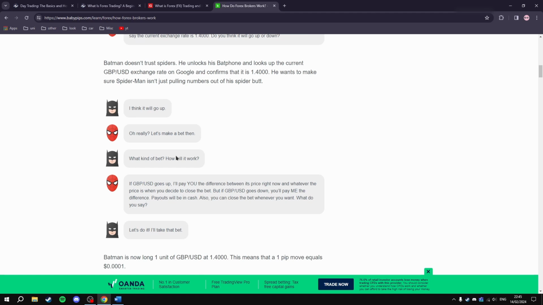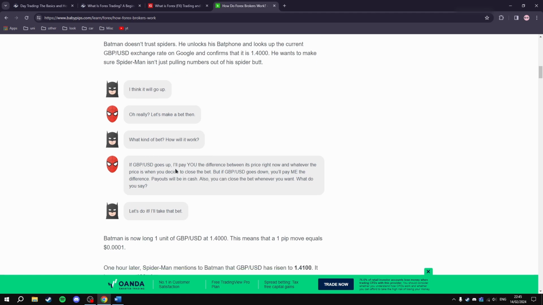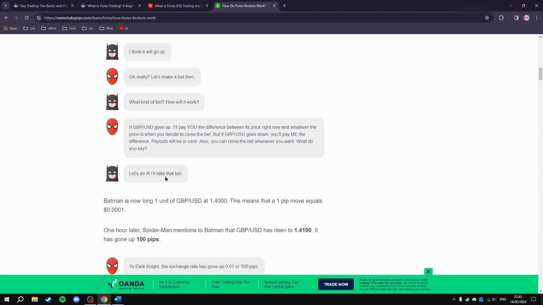"Oh really? Let's make a bet then." "What kind of bet? How will it work?" "If GBP/USD goes up, I'll pay you the difference between its price right now and whatever the price is when you decide to close the bet. But if GBP goes down, you'll pay me the difference. Payouts will be in cash. Also, you can close the bet whenever you want to. What do you say?" "Let's do it. I'll take that bet." Batman is now long 1 unit of GBP/USD.